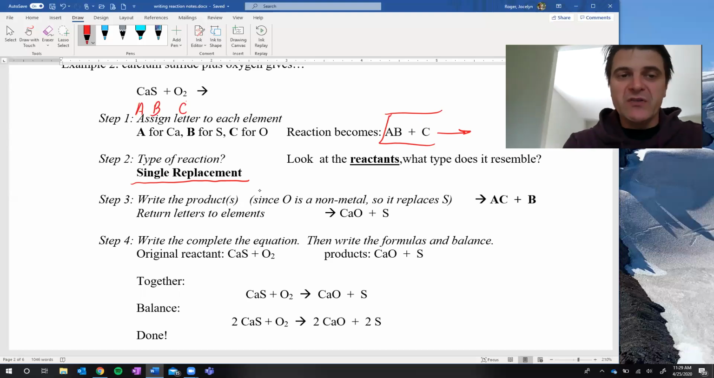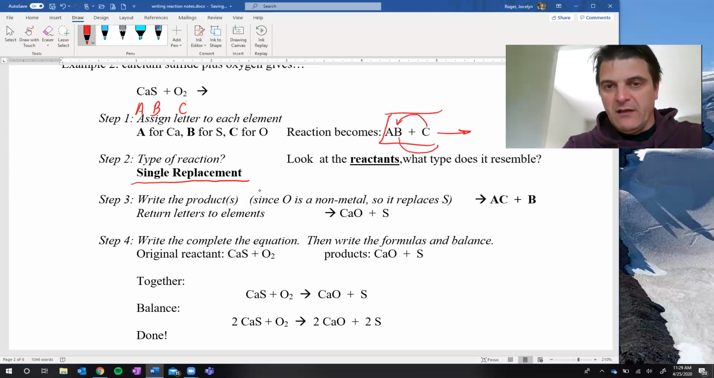So what's going to happen is in CaS, the sulfur is the non-metal. So oxygen is going to come in and take the place of the sulfur. Okay? So the C will come in, takes the place of the B, and the B is now going to be bumped off by itself. So we're going to get AC plus B. That's a single replacement.